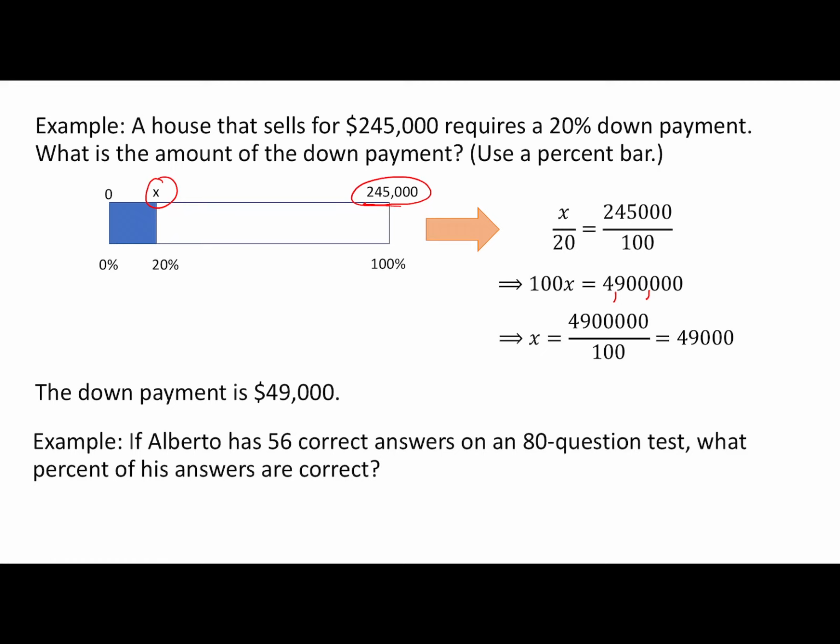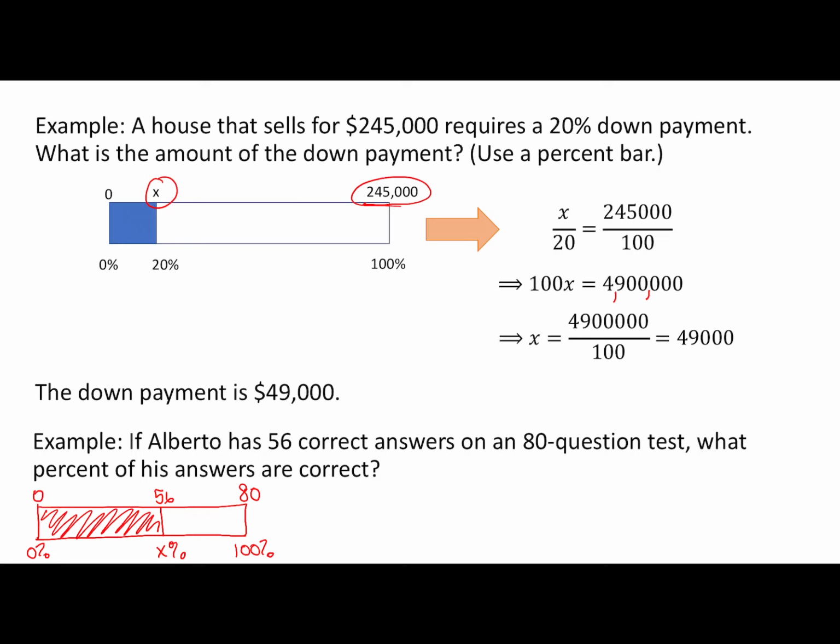Let's try another one. If Alberto has 56 correct answers on an 80-question test, what percent of his answers are correct? So again, we could set up a percent bar. So on the bottom, I've got my percents. Here's 0% and 100%. I know that 100% has to correspond to 80 questions in my exam, and Alberto got 56 questions correct. And I want to know what percent of 80 56 is.